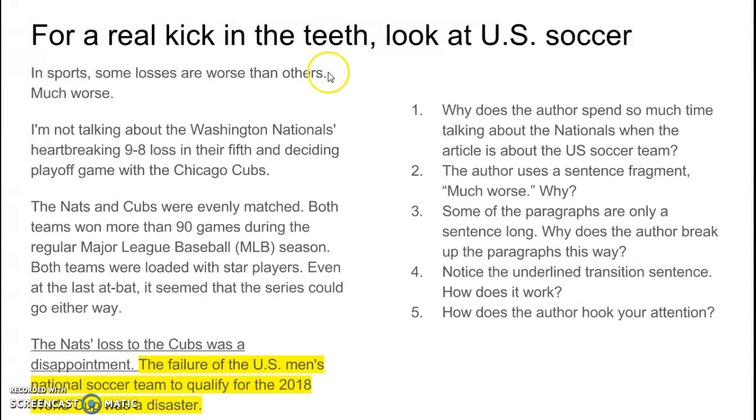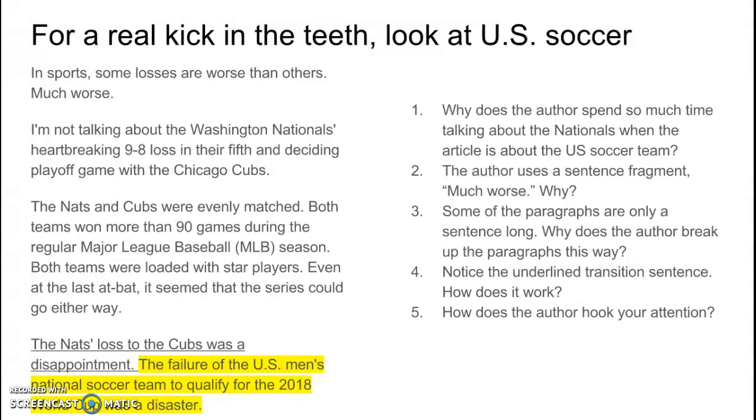And then the author goes on to talk about the Washington Nationals' loss to the Chicago Cubs. You'll notice that the author sticks to this for 2 paragraphs, even though we can tell from the headline that the article is actually about U.S. soccer. It's not about baseball at all. And that's because the author wants you to connect these 2 losses, which were very big for both fans.